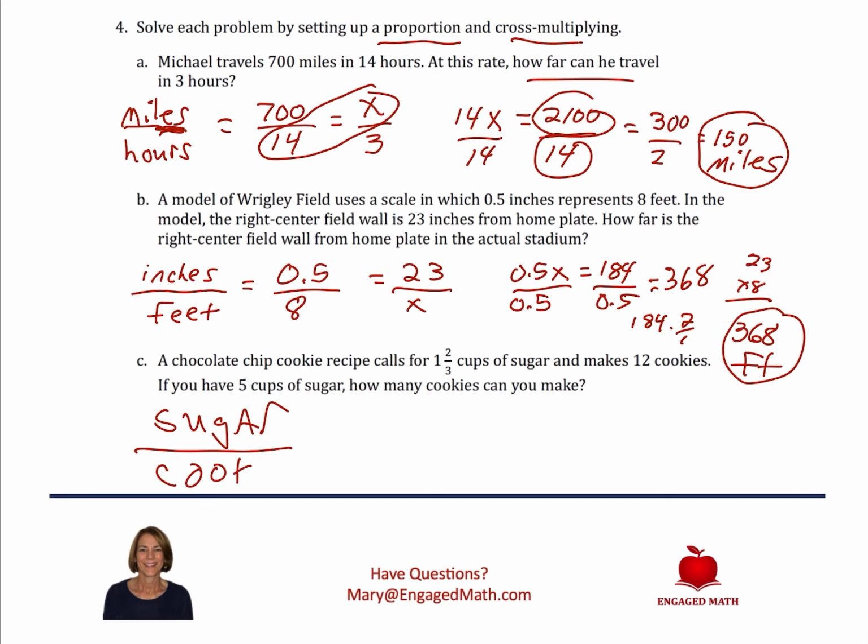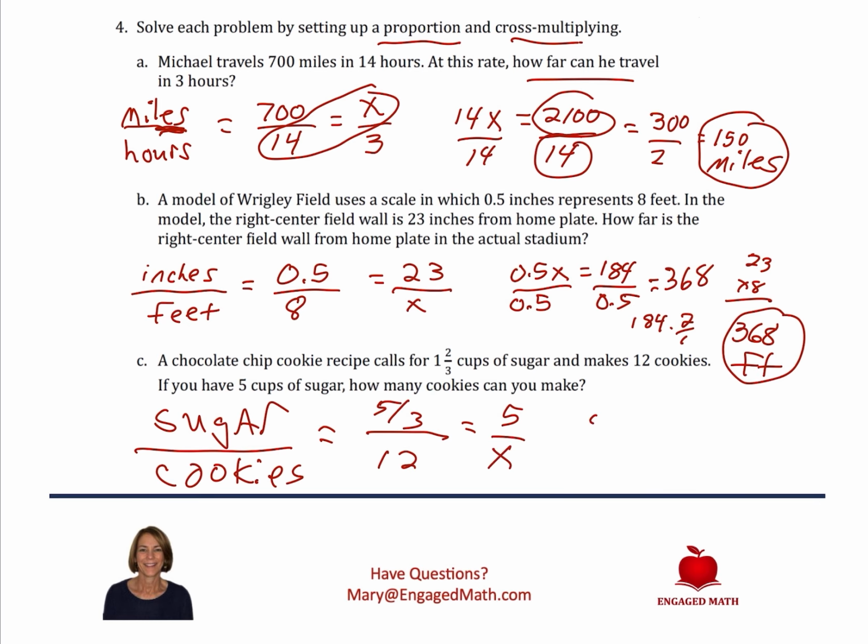It doesn't matter if you wanted to write cookies over sugar, that would be equally good. So the amount of sugar is 1 2/3. I'm going to change that to an improper fraction of 5/3. So I'm going to basically say 5/3 is the amount of sugar for 12 cookies. So now we need to know if we have 5 cups of sugar, how many cookies can we make?